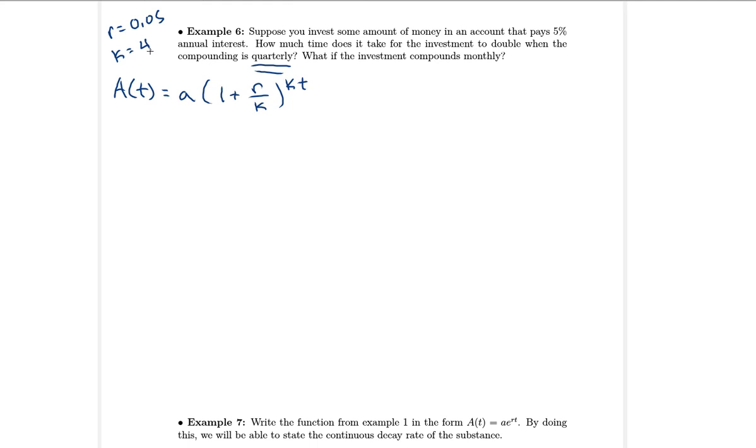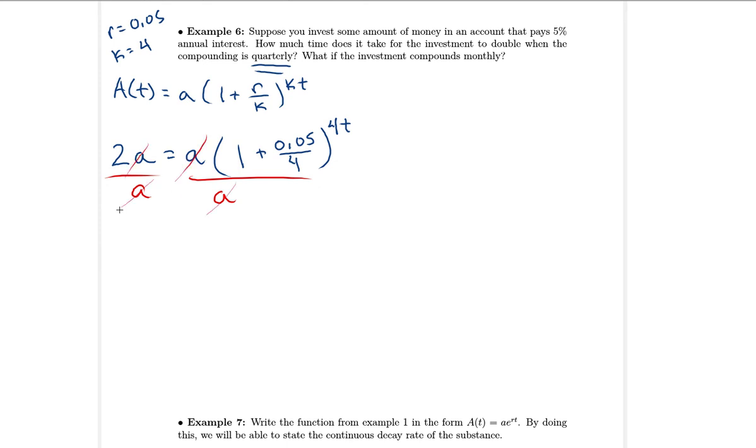But because they're talking about the investment doubling, I don't really need to know what A is, right? So if you invest $8 into this account, then doubling it would just mean at the end you have twice what A is. And so this is why, of course, it doesn't matter that we don't know what A is, because they just cancel from both sides. So we're left with this. 2 equals 1 plus 0.05 over 4 to the 4t.